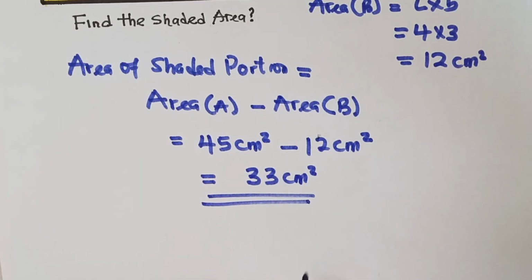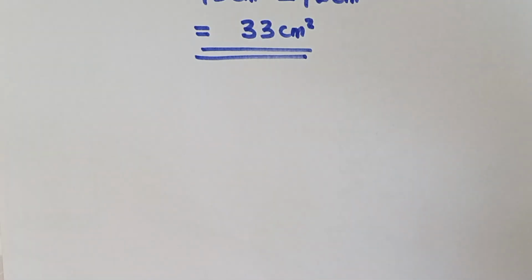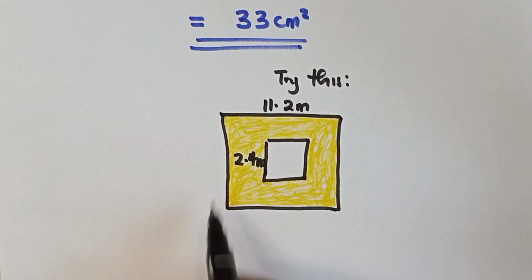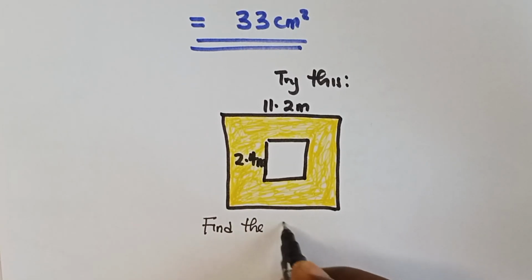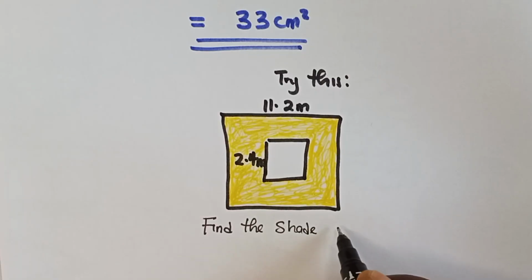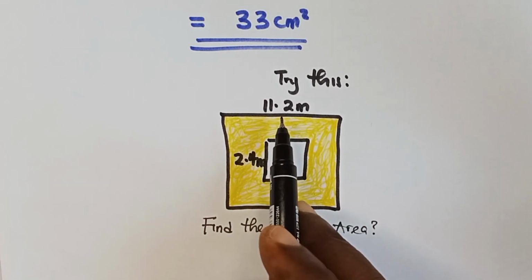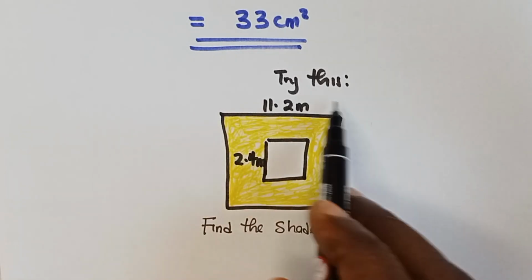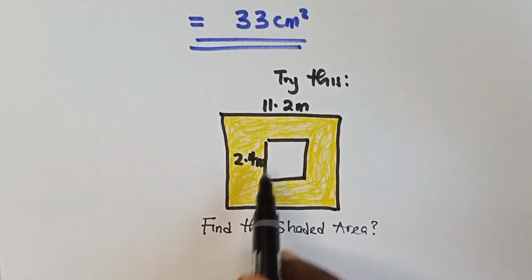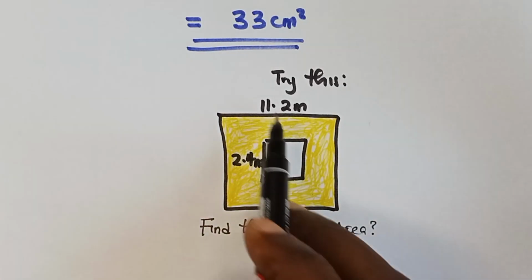Now let's solve something very similar to that. For this shaded portion, we have to find the shaded area. Don't forget the dimension. We have 11.2 meters, and this is a square, and then the square is also inscribed. The dimension of the other square is just 2.4 meters for the sides, and this is 11.2.